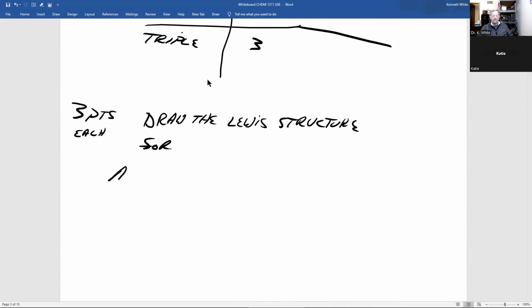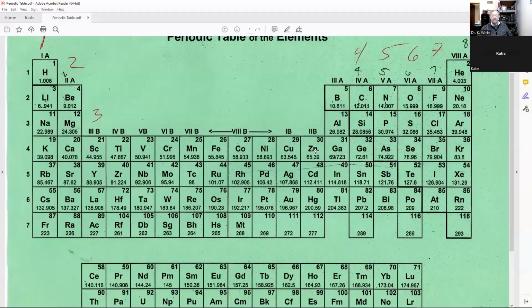And let's do the Lewis structure for nitrogen gas. Now, if you look up on the periodic table, you have to find, when you're doing Lewis structures, how many valence electrons does an element have? If we look here, we have nitrogen, not this number. Look at the top: it has 5 valence electrons.